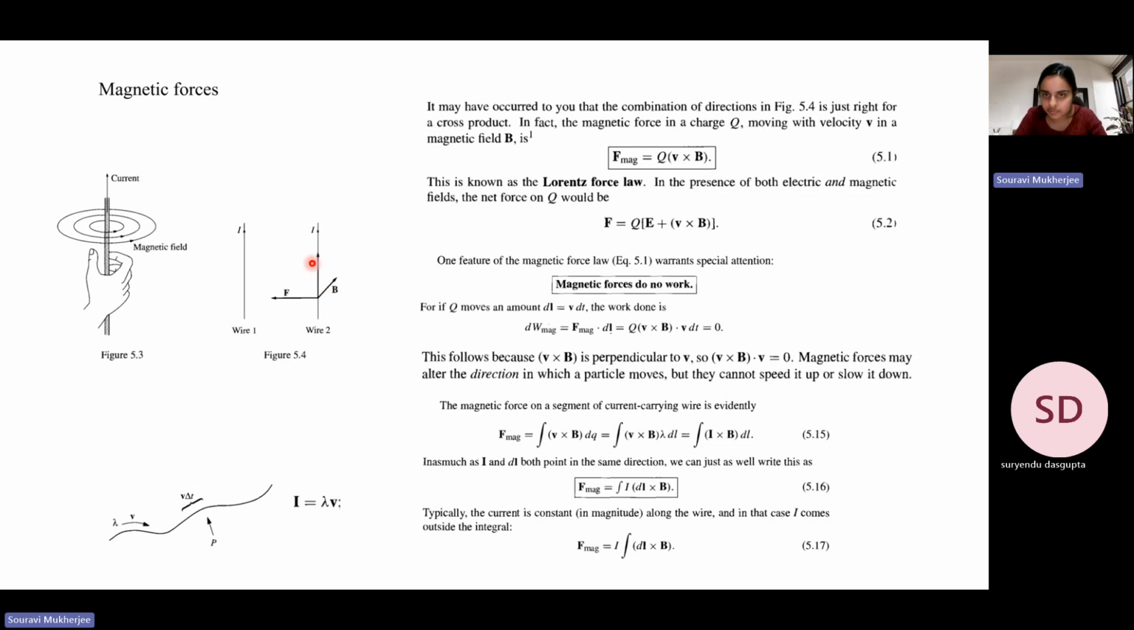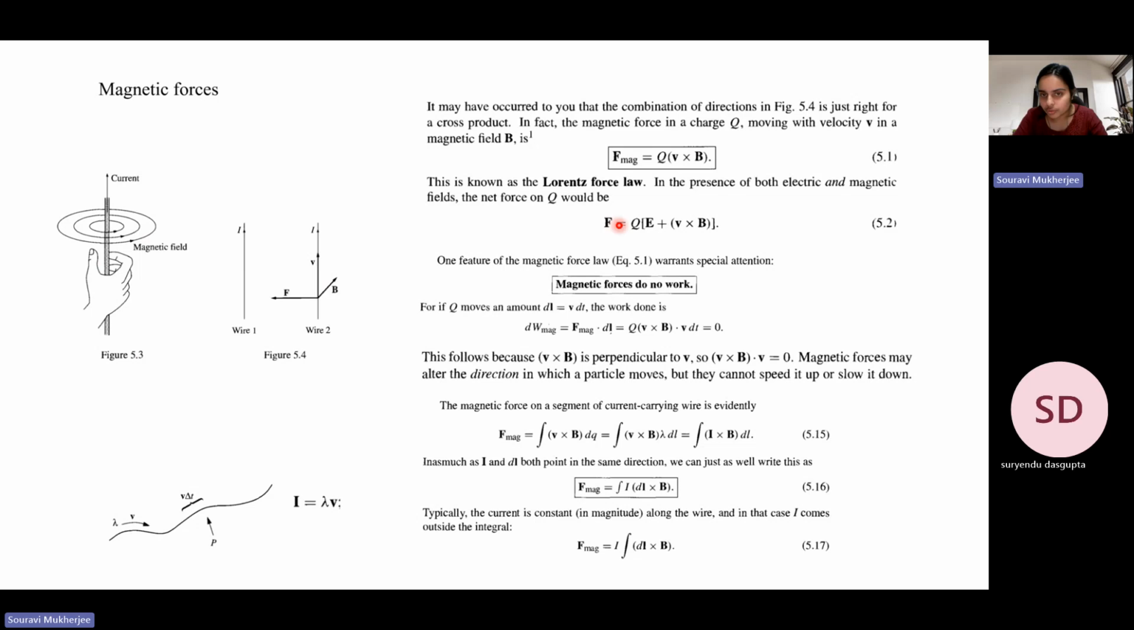Current is basically charge flowing, right? So that means when you have some moving charges, they experience some force because of the magnetic field that is generated by this wire. How that force is given, is by this relation here. It tells us that if you have a charge Q moving with velocity v in a field B, then the force that it experiences is given as Q into v cross B.